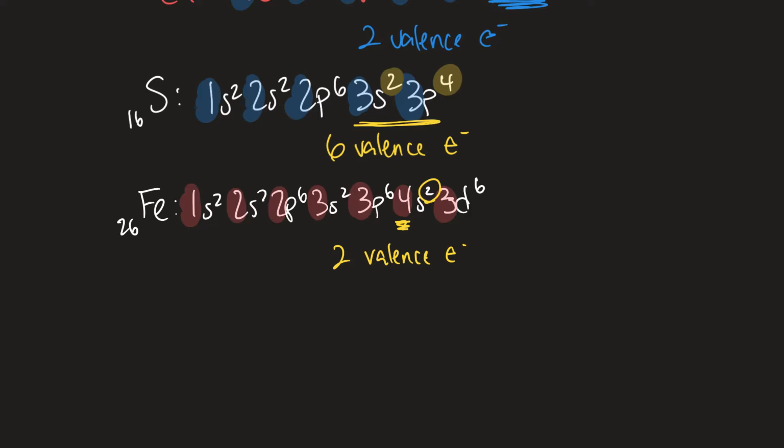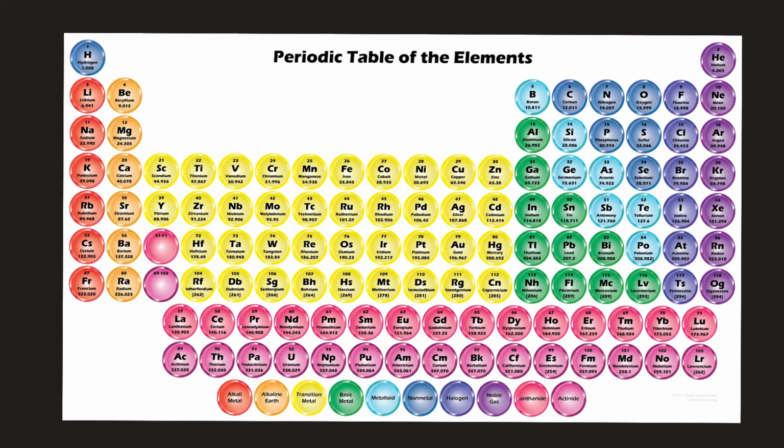Okay, so now let's look at another way that we could figure out how many valence electrons a particular atom has. And I think this is the easier way to figure this out. Another way is just by looking at the periodic table. Depending on what column the element is in actually determines how many valence electrons it has. We can go into detail about this, so you can see exactly what I'm talking about.